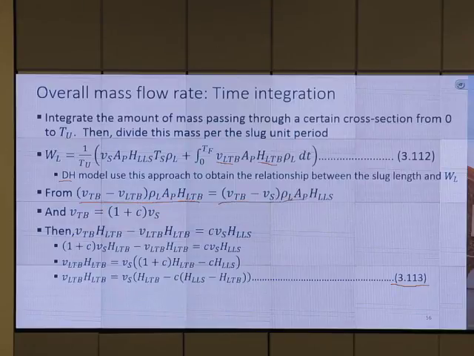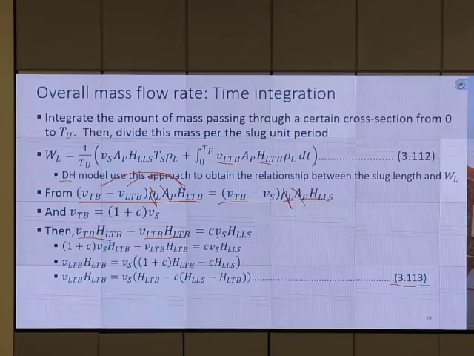To get from 3.113, we start with this. X equal to X, right? VTB minus VLTB, that's relative velocity multiplied by density and cross-section area, that gives you the mass that moves past the battery for a moving observer. Okay, which is X. Right hand side is also X. Early on you have VTB equal to 1 plus C multiplied by Vs. Okay, then what do we do? We cancel rho and rho, AP and AP. Cancel each other. Okay, and HRTB multiply this, you get this term, right? HRTB multiply this, we get this term.